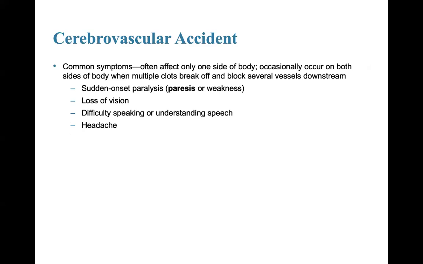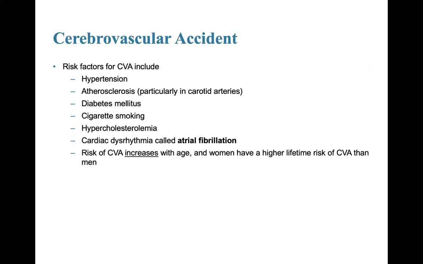Common symptoms for a CVA often affect one side of the body, occasionally occurring in both sides of the body when multiple clots break off and block several vessels downstream. You oftentimes will see sudden onset paralysis, loss of vision, difficulty speaking or understanding speech, and a headache. Risk factors for CVAs include hypertension, atherosclerosis, diabetes, cigarette smoking, hypercholesterolemia, and cardiac dysrhythmias called atrial fibrillation, which we talked about in the prior chapter. The risk of CVAs increases with age, and women have a higher lifetime risk of CVAs than men do.